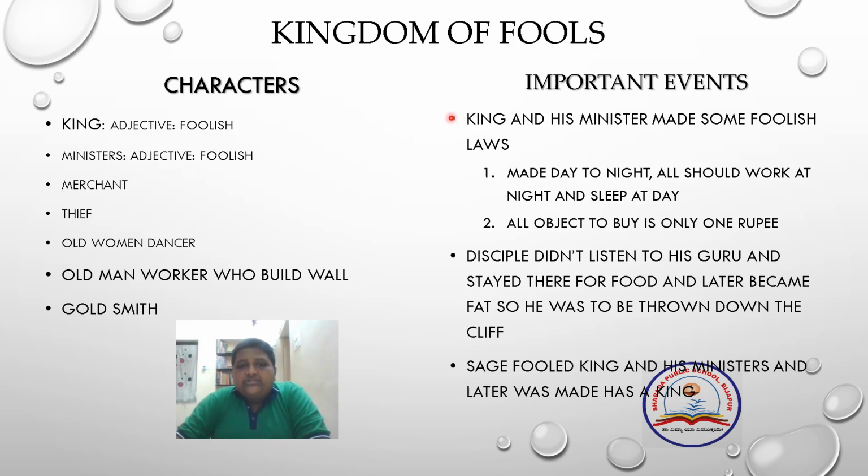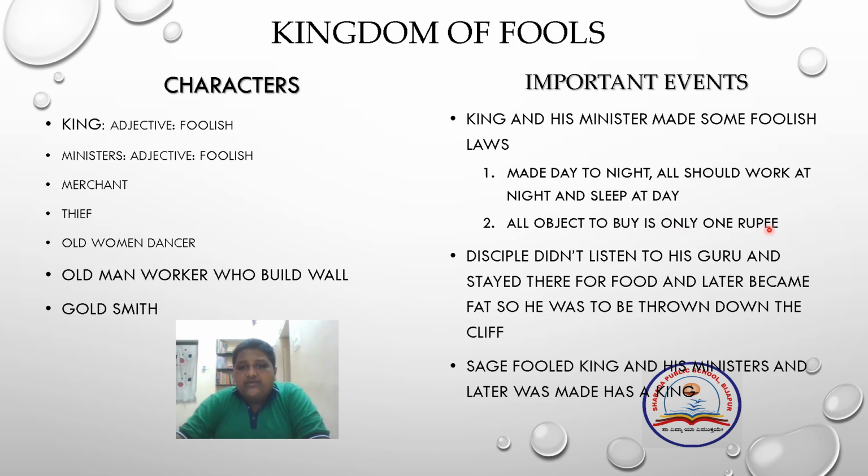Every story also has some important events which make the story interesting. So this story also has some important events. They are: the king and his ministers made some foolish laws. He made day into night. It means all should work at night and sleep in the day. And the second law was that every object or thing to be bought costs only 1 rupee.